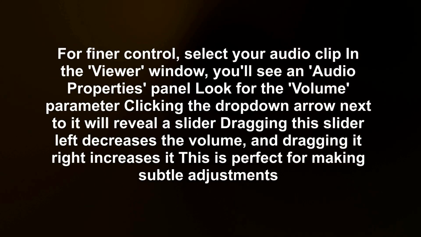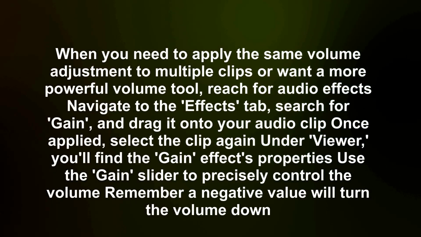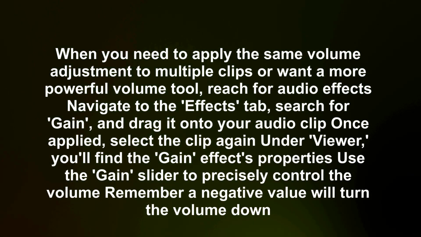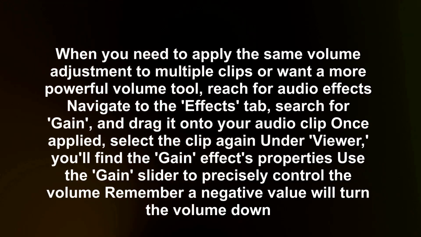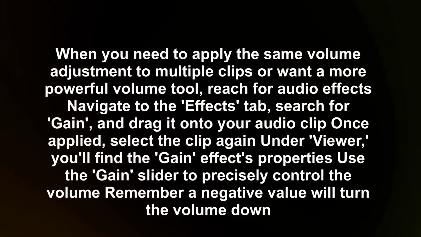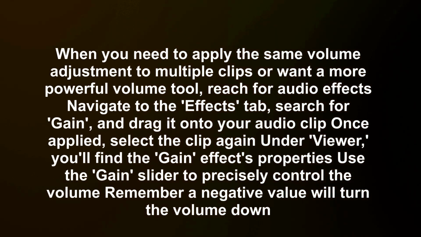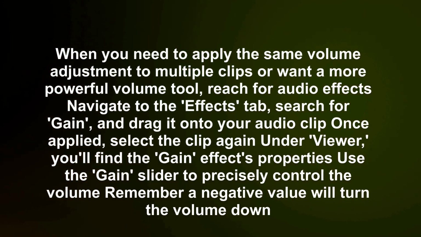This is perfect for making subtle adjustments when you need to apply the same volume adjustment to multiple clips or want a more powerful volume tool. Reach for audio effects. Navigate to the effects tab, search for gain, and drag it onto your audio clip. Once applied, select the clip again under viewer. You'll find the gain effects properties. Use the gain slider to precisely control the volume. Remember, a negative value will turn the volume down.